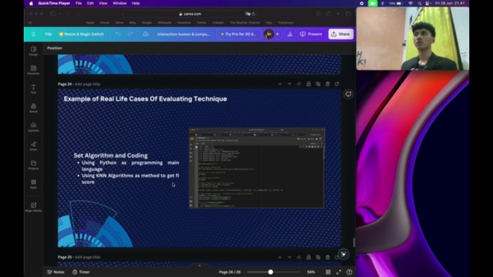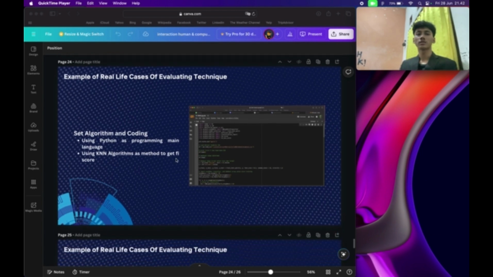For example, we want to test whether the algorithm is good or not. So, if the F1 score is as low as possible, the algorithm is good. Okay, we choose the KNN algorithm as the method to get the F1 score.